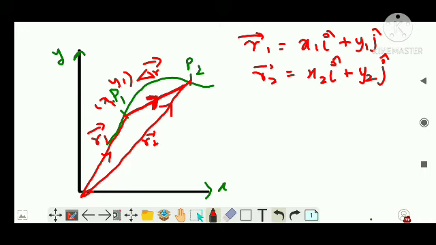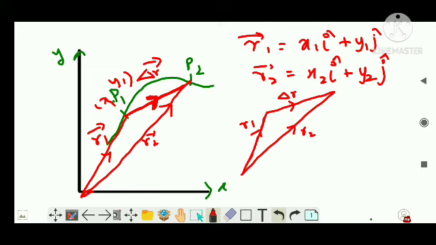Now I'm going to draw this triangle separately, guys. It looks like this. So this is delta R. This is R1. This is R2. Now let's take the triangle law. See, these two vectors, that is R1 and delta R, are in the same direction, but R2 is in the opposite direction. The schematic has changed.